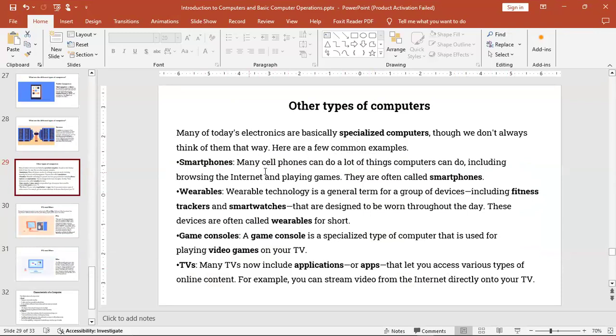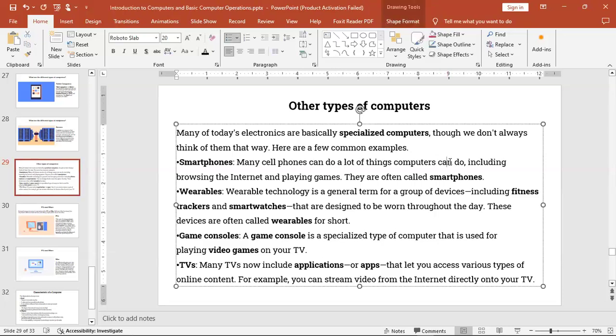For smartphones, many cell phones can do a lot of things computers can do, including browsing the internet and playing games. They're often called smartphones. While wearable technology is a general term for a group of devices, including fitness trackers and smartwatches, that are designed to be worn throughout the day. These devices are often called wearables for short.